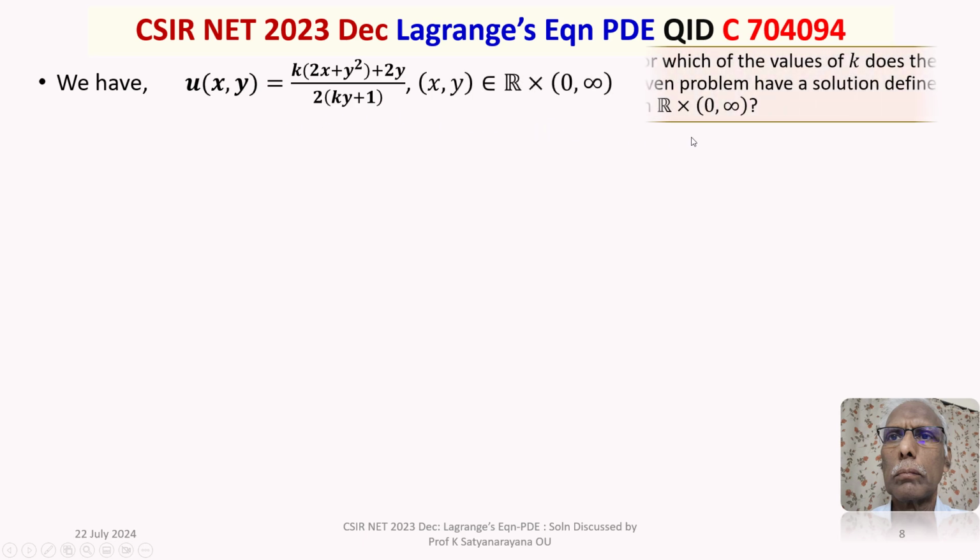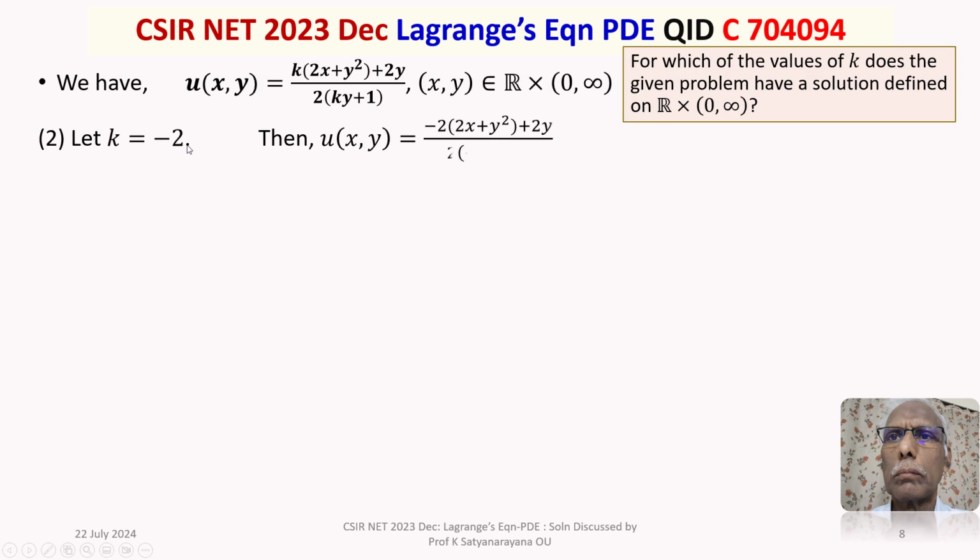So now, what is it that we want to do? For which of the values of k does the given problem have a solution defined on R cross the open interval 0, infinity? Right. Let us take k is equal to minus 2. This is option 2. We are trying k is equal to minus 2.